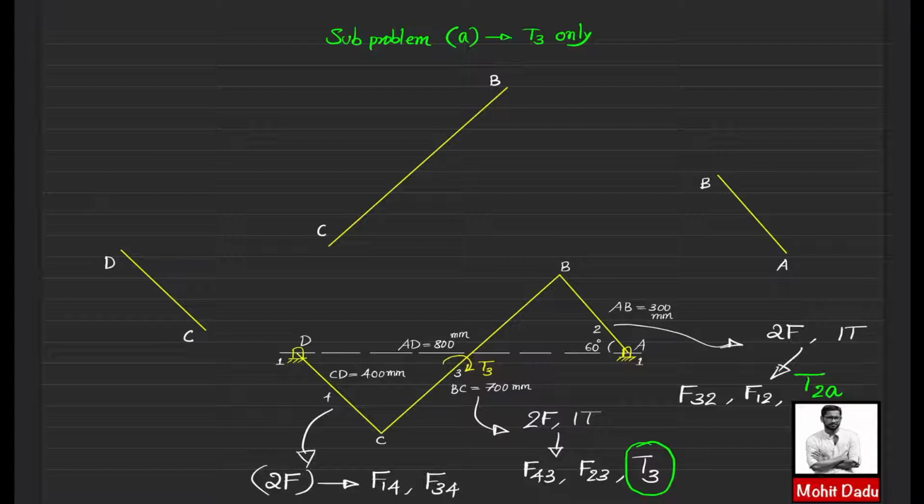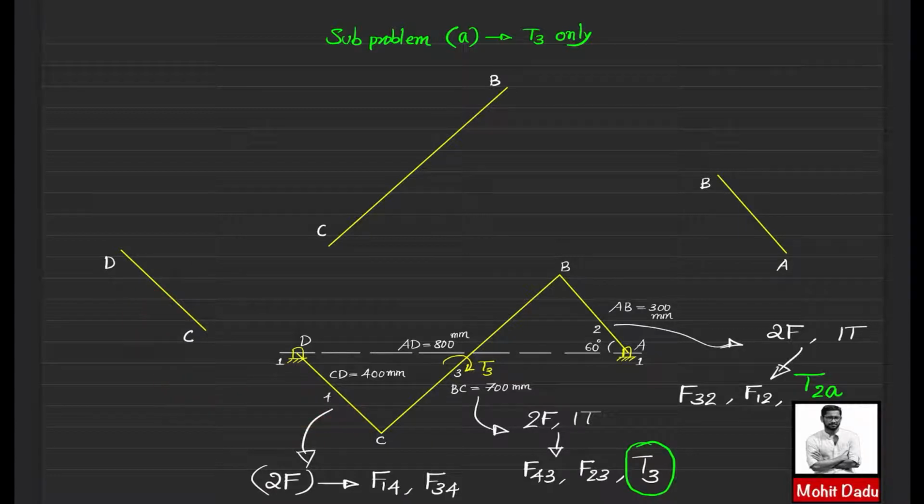So based on this condition of members, we will have to draw the free body diagram. So first we will be starting with the simplest one. Here the simplest link is the 2-force member, where the 2 forces are F14 and F34. So I have drawn this link 4 separately here, or link CD.